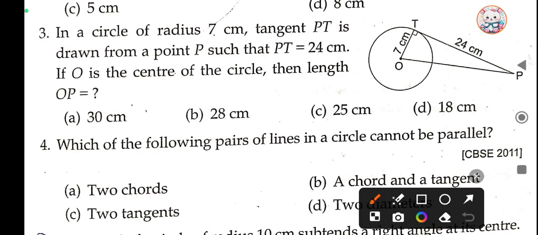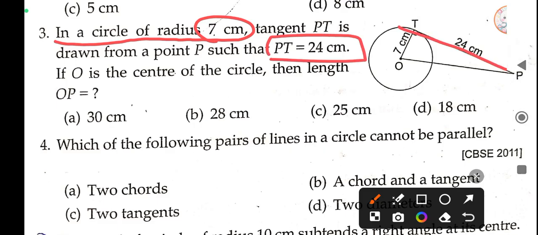Now what is the next question? Question number 8 says that in a circle of radius 7 centimeter, this is important data, tangent PT of length 24 centimeter is drawn from a point P. Then O is the center of the circle.